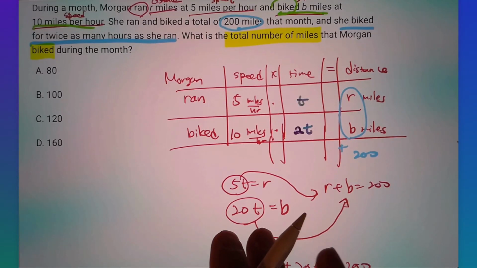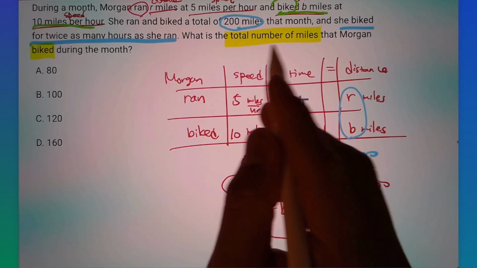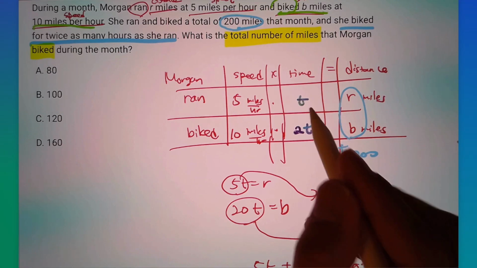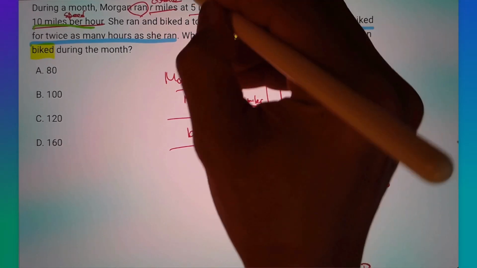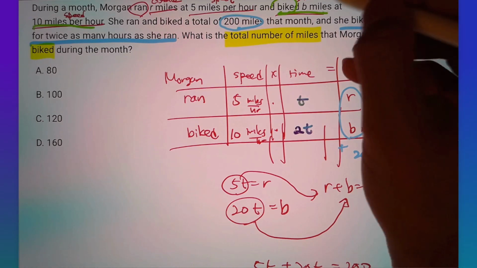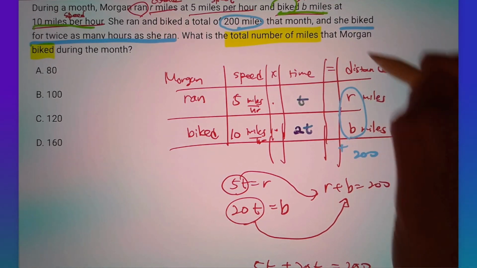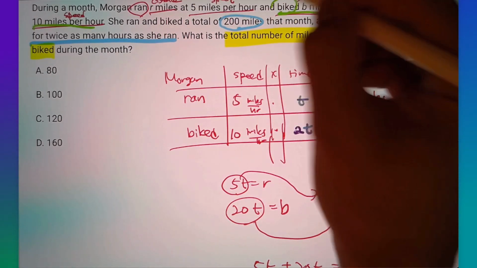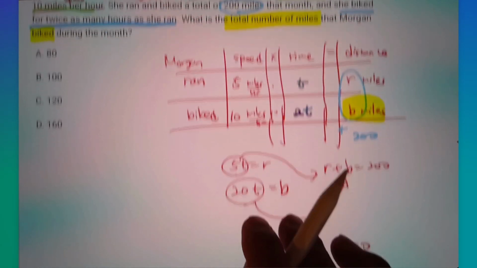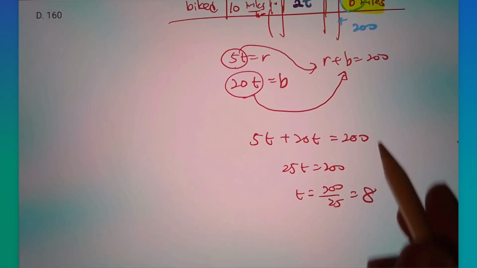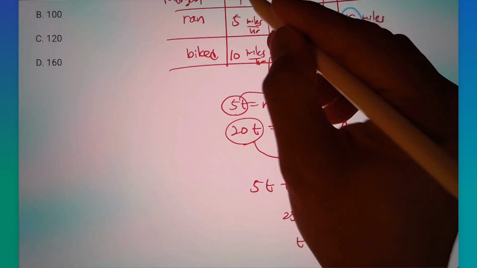Okay, what are they asking? They're asking total number of miles. So in other words, we are interested in, actually no, my bad. We are interested in B. We're interested in that. So once we plug in that t equals 8 from previous calculation, let's just plug it in.